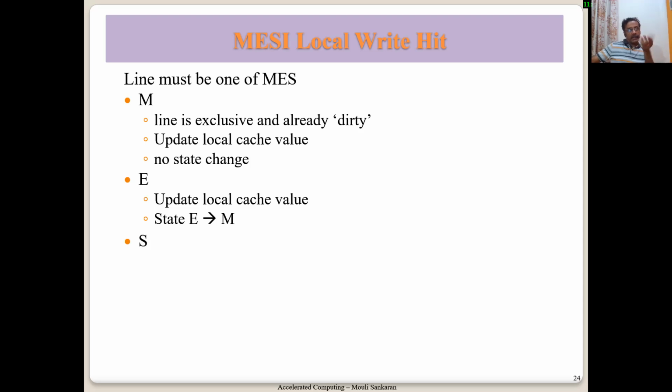Now, what is the another possibility? Yes, you are in shared state. Now you know you are keeping it for a read purpose and it is being shared with the other core also. Now, what you should do? You want it for write hit now. You want to write into it.